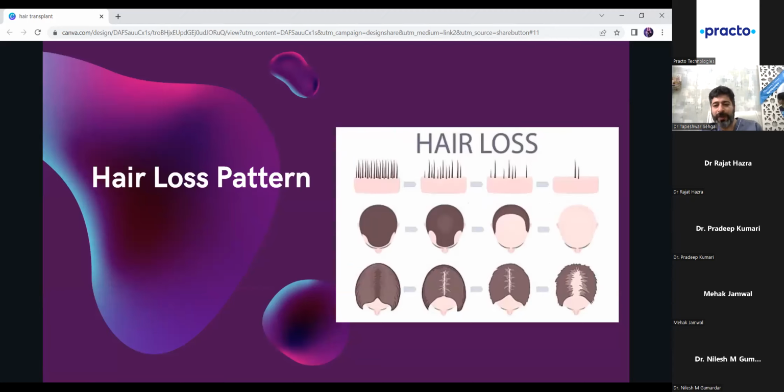This is the hair loss pattern. This is the difference between the two. Receding hairline is more common in male, and the bald pattern at the crown area is more common in the female. So even the treatment for the two is also very different. But today we'll be dealing with the hair transplant. Since the topic is hair transplant, we'll be dealing with the hair transplant only. We won't be touching the medical management.